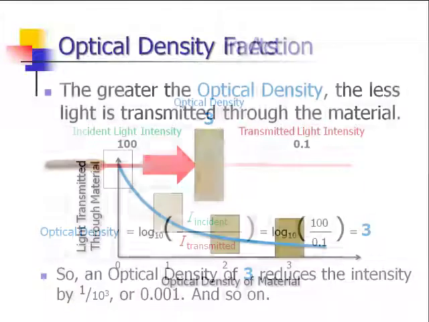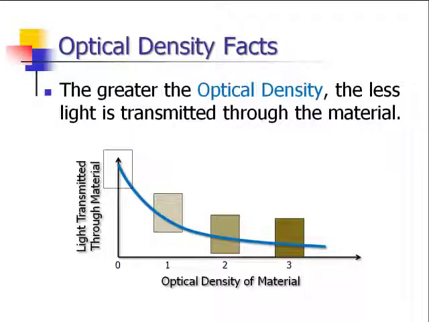So, therefore then, the greater the optical density, less light is transmitted through the material. So optical density is a way of quantifying the amount of light transmitted through a specimen. The greater the optical density, the less light is transmitted.